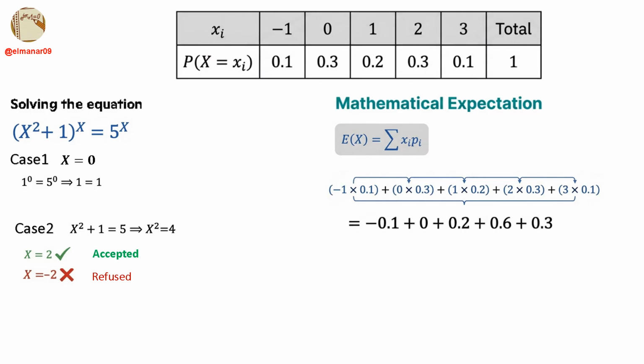This gives us -0.1, plus 0, plus 0.2, plus 0.6, plus 0.3. The final result is E of x equals 1. It's a beautiful and clear result, isn't it?